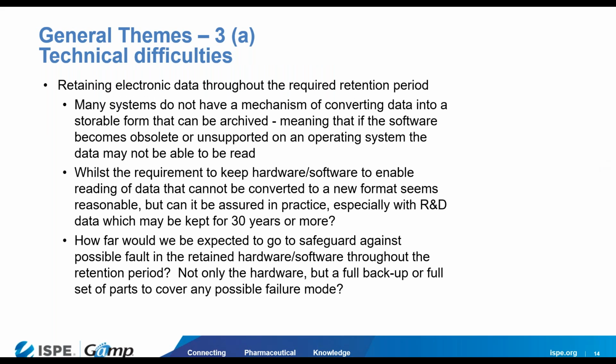So that was some examples of things that were overburdensome and over prescriptive. The third theme was technical difficulties. One of the things they talked about was retaining electronic data throughout the required retention period. Now this is interesting, because we pointed out to them that many systems don't have a mechanism for converting data into a storable form that can be archived. Meaning that if the software becomes obsolete or unsupported on an operating system, the data may not be able to be read.